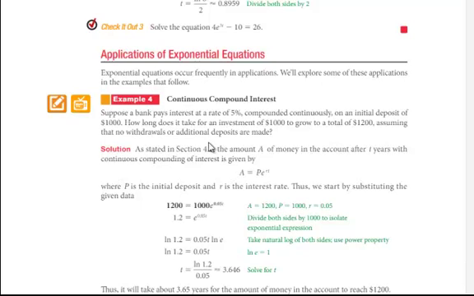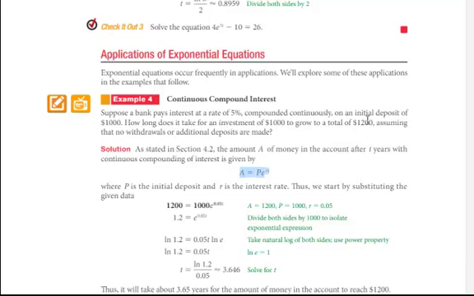So it says, suppose a bank pays interest at a 5% rate, initial deposit of $1,000. How long does it take for $1,000 to grow to a total of $1,200? And this is compounded continuously, which means use this equation rather than the other equation you had seen before for compound interest, the one that precedes the exponential.